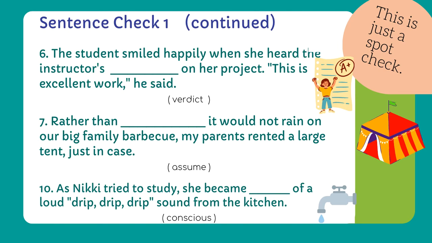Number seven, rather than something it would not rain on our big family barbecue, my parents rented a large tent just in case. Well, there the word to put in the blank would be assume. Rather than assume it would not rain, my parents rented a large tent. So they decided to be careful and prevent disaster from happening, right? So rather than just assume something that might not happen. Number 10, as Nikki tried to study, she became something of a loud drip, drip, drip sound from the kitchen. She became aware of it, so that means she became conscious of it.